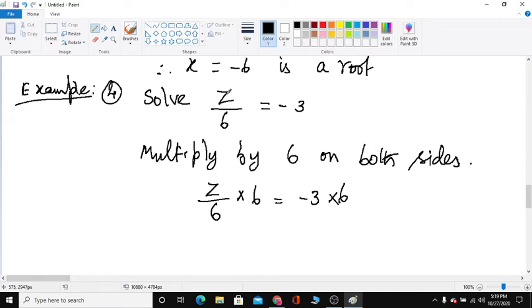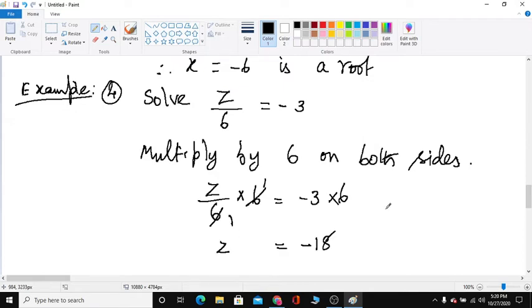Now here 6 is in the denominator, and here we are multiplying by 6 in the left hand side. You can cancel this 6 and the 6 in the denominator. 1 6 is 6, 1 6 is 6. So after cancelling, what is in the left hand side? Only the variable z. z is equal to minus 3 into 6. Minus into plus is minus, 3 6s are 18. So what is your answer? z is equal to minus 18.